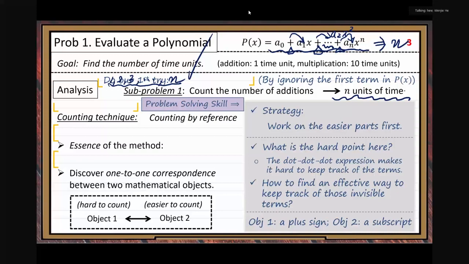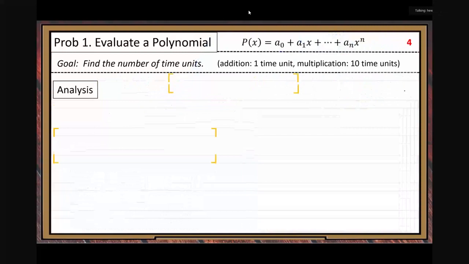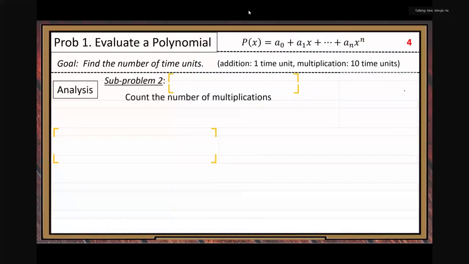Then let's move to the second part, the multiplication part. How many units of time do we need to calculate all the multiplications in a polynomial evaluation? So our task number 2, subproblem number 2: count the number of multiplications. Remember, we did partial work last time. For each term, we counted the number of multiplications, so we can use that result and carry it over from last time.